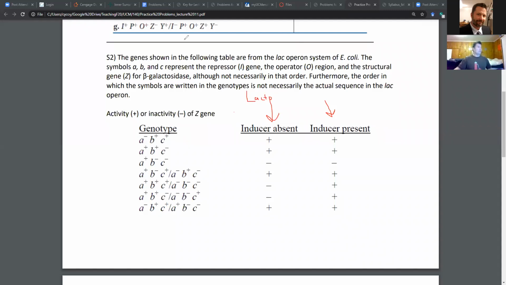So you can read this as lactose. Let me not do this. I don't know why I keep trying to write words here. We can think of this as lactose absent and lactose present. That's the way you can really think about this.